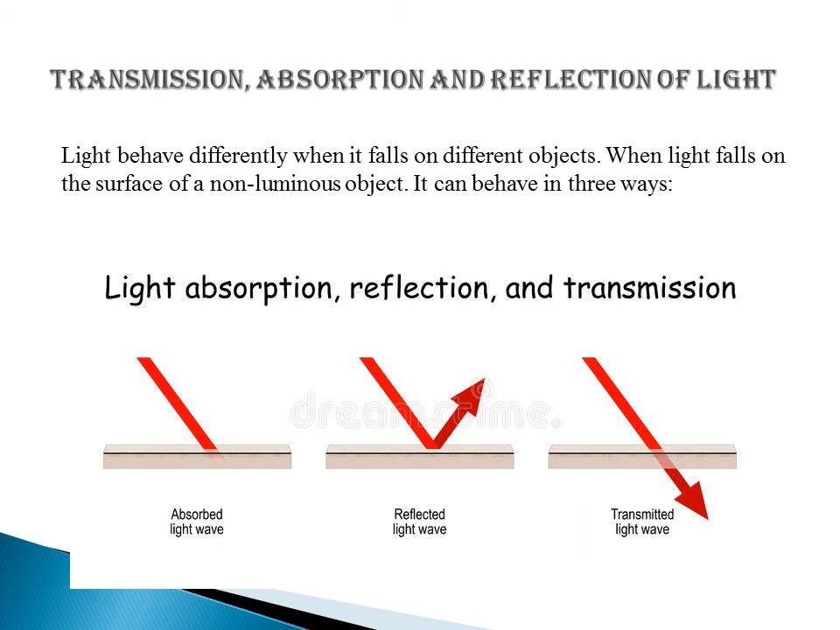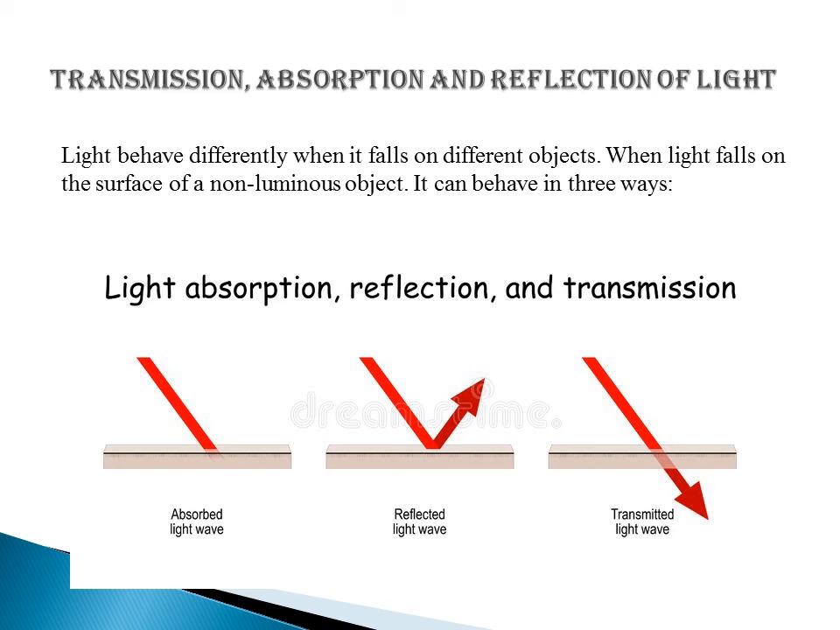Next one is what is transmission, absorption and reflection of light. As we know, light behaves differently when it falls on different objects. When light falls on the surface of a non-luminous object, it can behave in three ways. Here are three ways. One way is when it absorbs light wave, another way is when it reflects light, and the third way is transmitted light wave. First of all, we will discuss transmitted light wave.